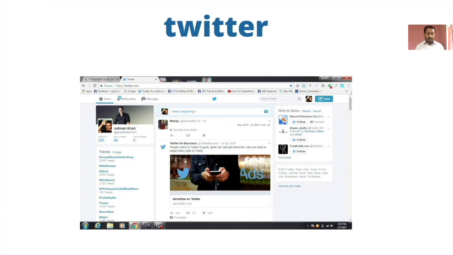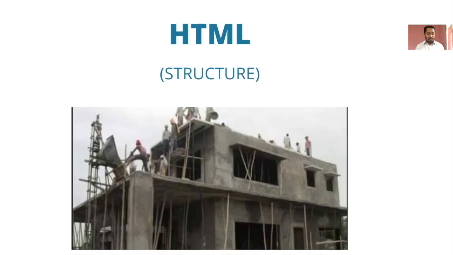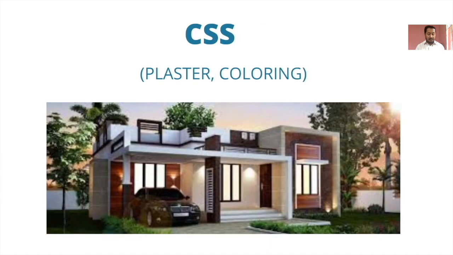Out of HTML, CSS and JS, HTML is used to give the basic structure to a web page. If we compare HTML with house building, then the basic structure of the house without plastering and coloring we could compare with HTML. CSS is used to style a web page. In the example of house building, plastering, coloring and all other decoration of the house we could compare with CSS.